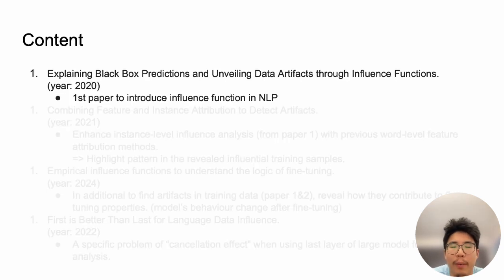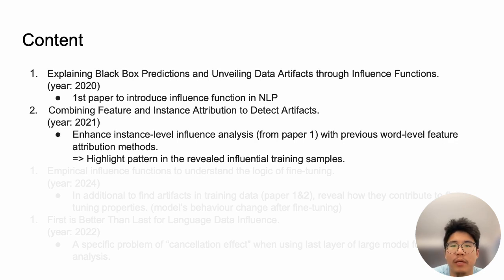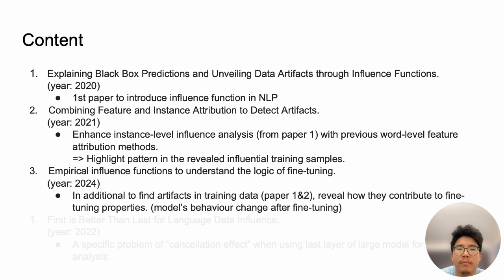Here is the outline of my presentation. We will start with the 2022 paper that was the first one to apply influence functions in NLP, allowing us to open the black box of model predictions and uncover hidden data artifacts. Then, building on this one, the 2021 paper combined feature and instance level attributions, enhancing our ability to detect patterns in influential training samples by integrating word-level feature analysis on the influential training samples.